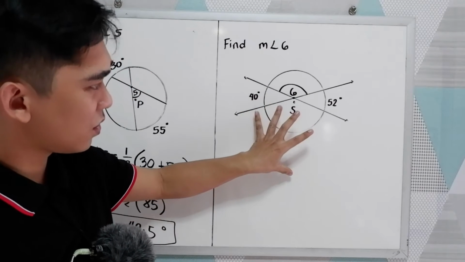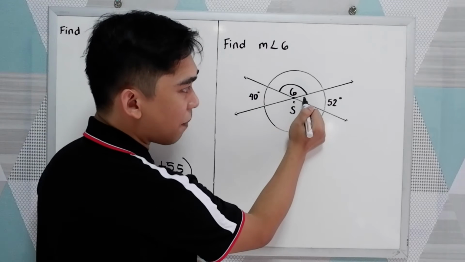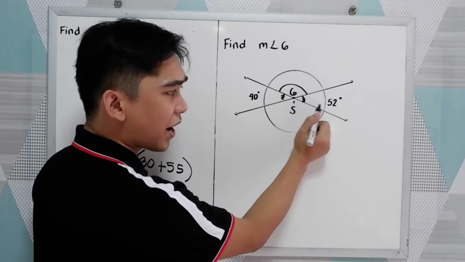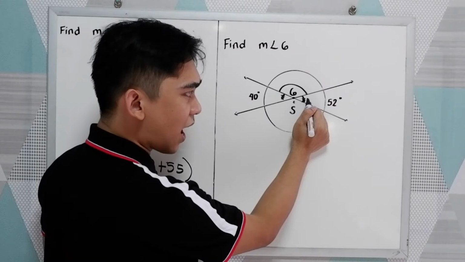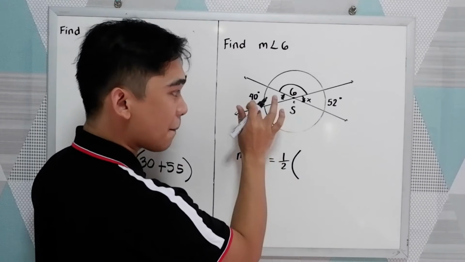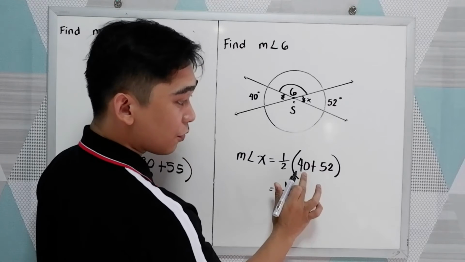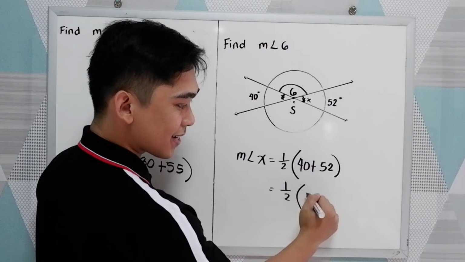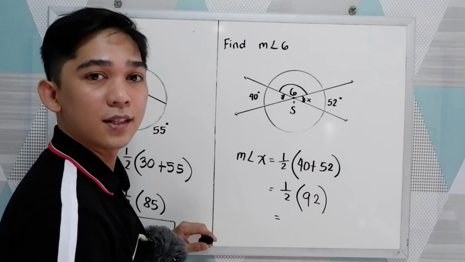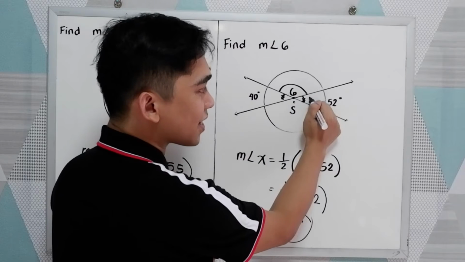So in our illustration, angle 6 is here. In the given, we can get the measure of this angle. So let us first find the measure of this angle. Let's name it angle X. The measure of angle X is equal to 1/2 of the sum of 40 plus 52. 40 plus 52 is 92. 1/2 of 92, or 92 divided by 2, that is 46 degrees. So this angle measures 46 degrees.